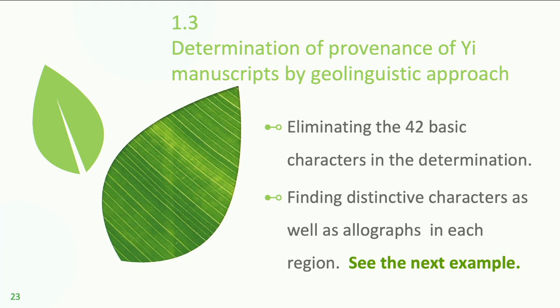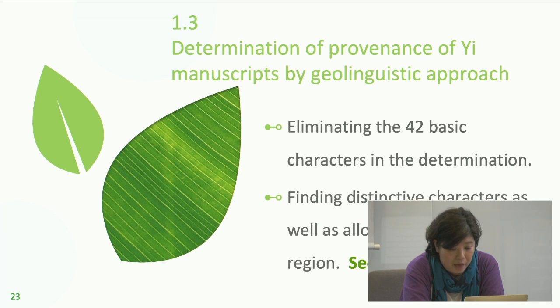The procedure for detecting provenance of an E manuscript is very simple. First of all, we eliminate the 42 basic characters. In other words, basically, we do not have to take them into intensive consideration. Of course, it depends, though. Then, the next step is to find out the distinctive characters, including such allographs in each region, which can be found quite easily by the E character maps, as we have just looked at in the ABA distribution map. Okay, we will have an example of this in more detail.